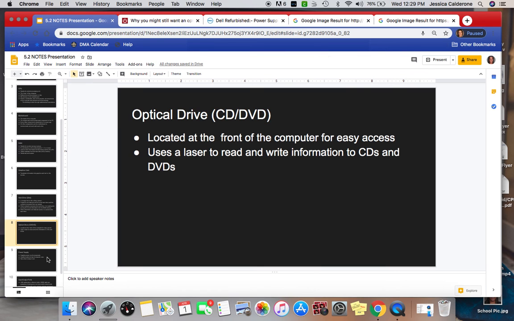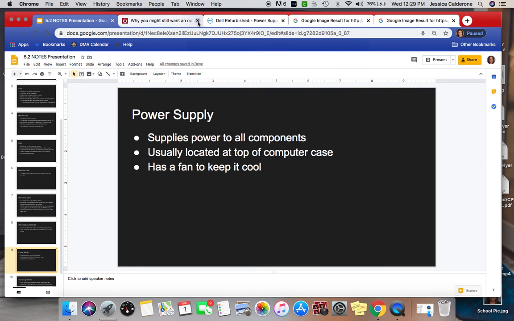All right. Now we have power supply. Okay, so power supply, type these 3 bullet points down, is what gives your computer power. Everything that goes into the computer that needs power goes through the power supply. So go ahead and pause it, type these down.